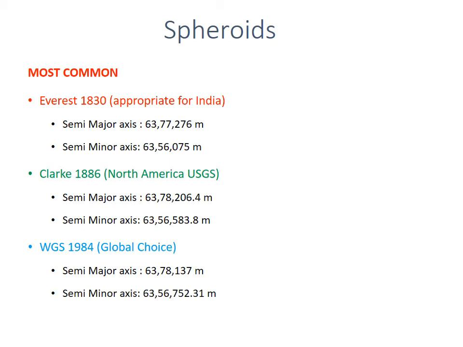The first one is the Everest 1830, which is appropriate for India, where the projection of the spheroid becomes an ellipse, and the ellipse has a semi-major axis distance of 63,77,276 meters, whereas the semi-minor axis is 63,56,075 meters for the Everest 1830 projection. Whereas Clarke 1866, which is for North America, for the United States Geological Survey, they have identified the semi-major axis has a different value from that of the Everest 1830, and we have the World Geodetic System, which is the current global choice, which has different values of semi-major and semi-minor axis distances.